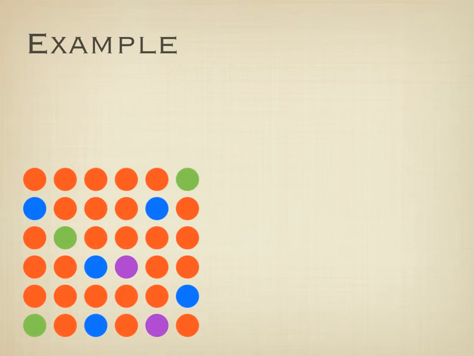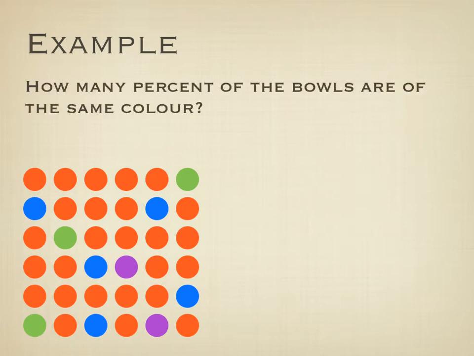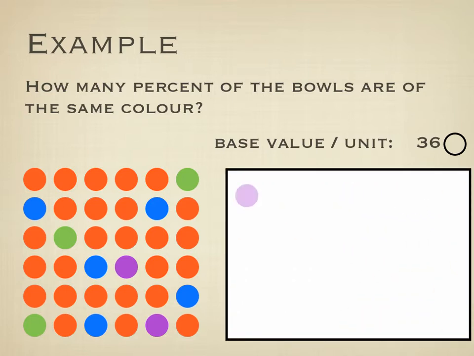Example. We've got a given amount of bowls, and we want to determine how many percent of the bowls are of the same color. So, first the base value or unit. 6 rows with 6 bowls each, that is 36 bowls in all. Now let's look at the purple bowls. There are 2, so the fraction is 2/36.